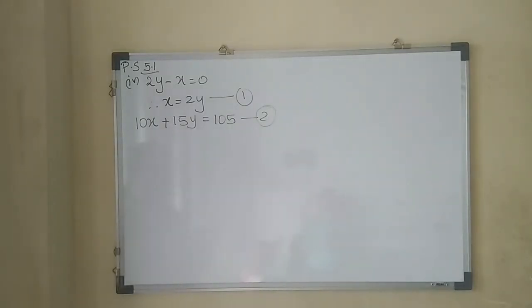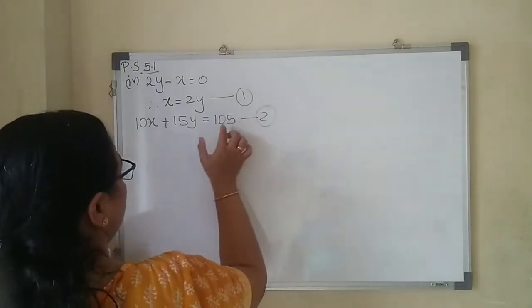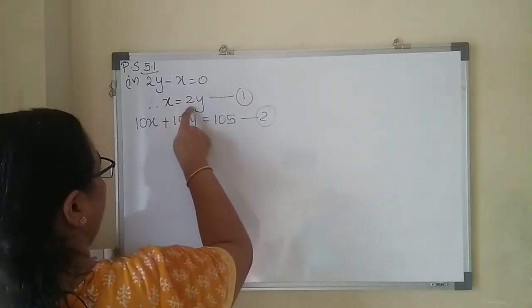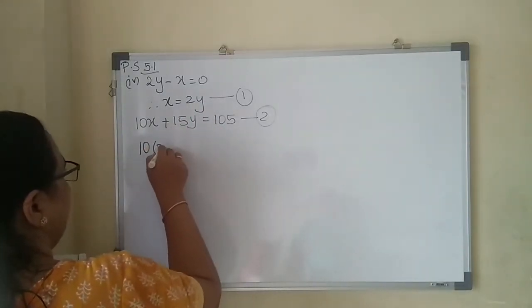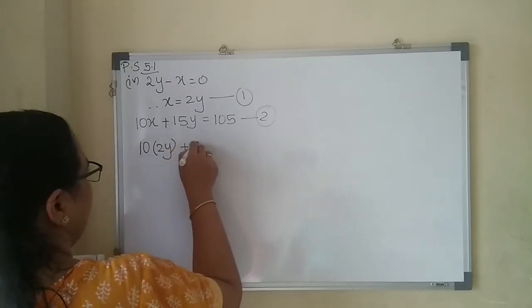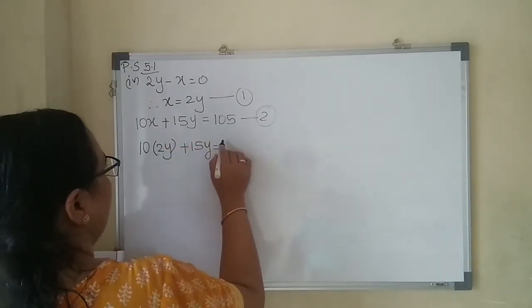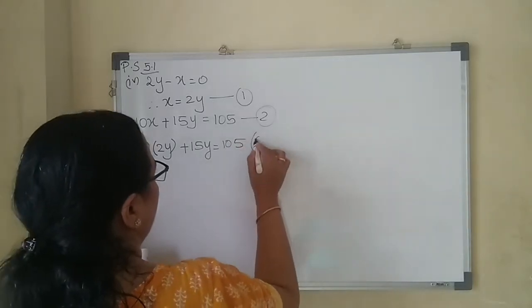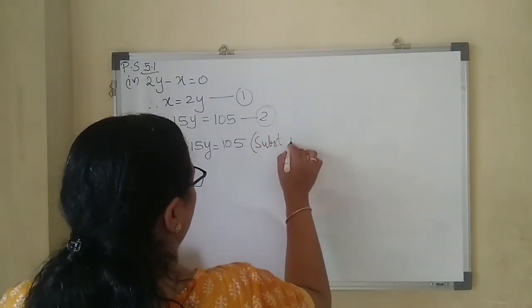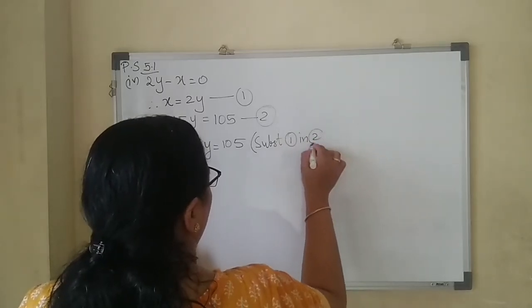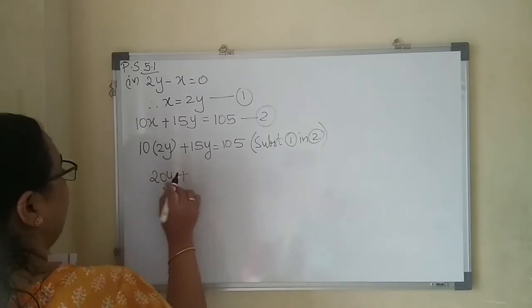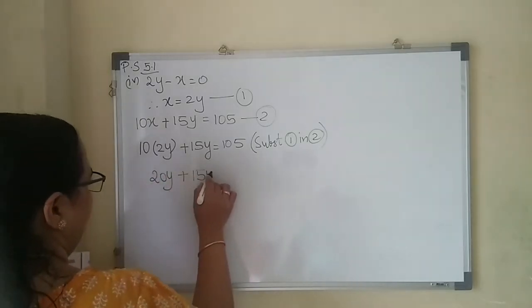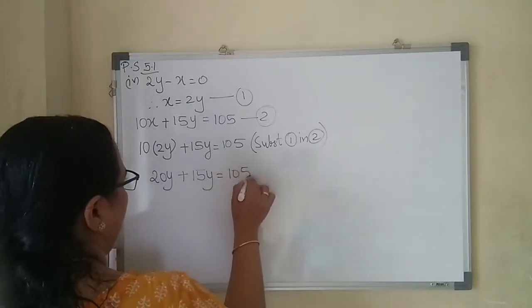Okay. Now, what I'll do is, I'll substitute this first equation in the second. That means in place of x, I will put 2y. So my second equation becomes 10 into 2y plus 15y equals 105. Substituting equation 1 in equation 2. So 20y plus 15y equals 105.